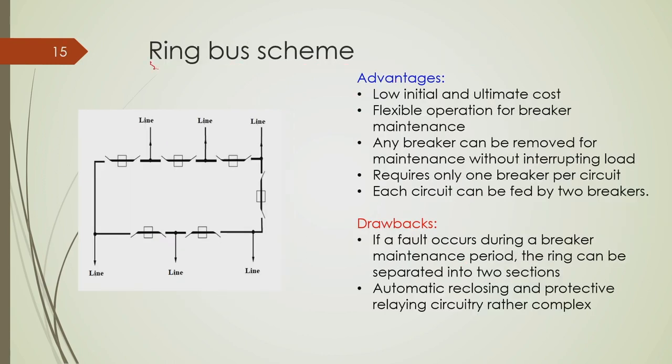There is another system called the ring bus system, which creates a ring, with a number of circuit breakers connected like this. This is one breaker, this is another breaker, this is another breaker, and so on. Now, here all these lines are connected in these particular sections like this arrangement. That is why it is called a ring bus, and one particular line can be energized from either of these breakers.